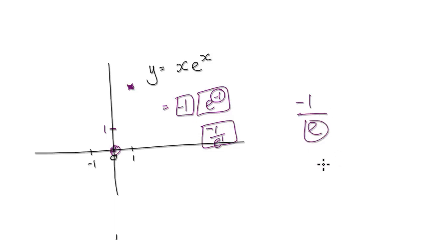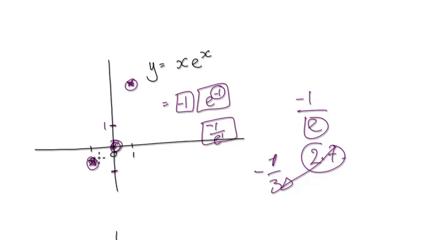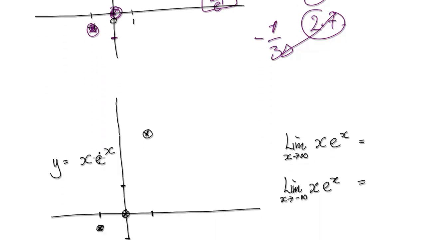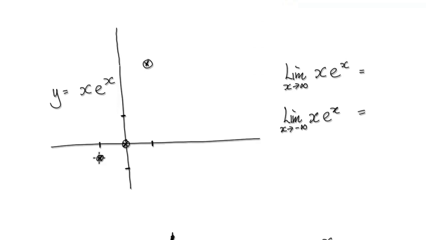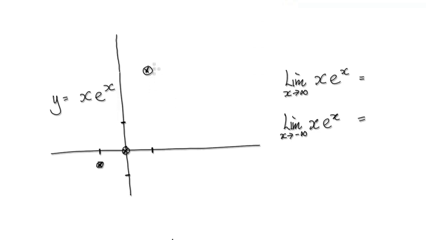This e here is 2.7 something. Let's just imagine it's -1/3. Let's just imagine this is the number 3. So -1/3, it would be somewhere around here. So we know our graph passes through here, here and here. So far we know the graph passes through these 3 points, 1, 2, 3.